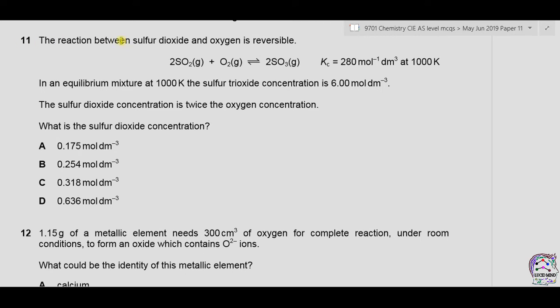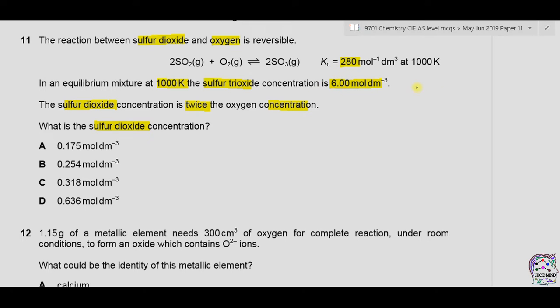Question number 11. The reaction between sulfur dioxide and oxygen is reversible. Again, the equation is shown. Kc for this reaction is given as 280 per mole decimeter cube at 1000 Kelvin. In an equilibrium mixture at 1000 Kelvin, the sulfur trioxide concentration is 6 mole per decimeter cube, so it is SO3. The sulfur dioxide concentration is twice the oxygen concentration. What is the sulfur dioxide concentration?